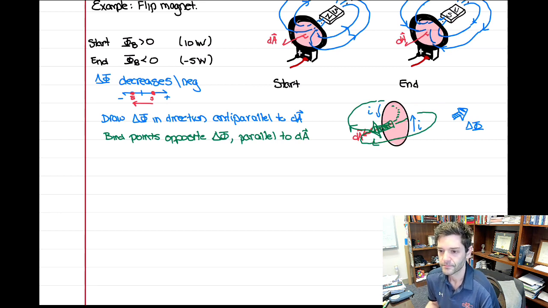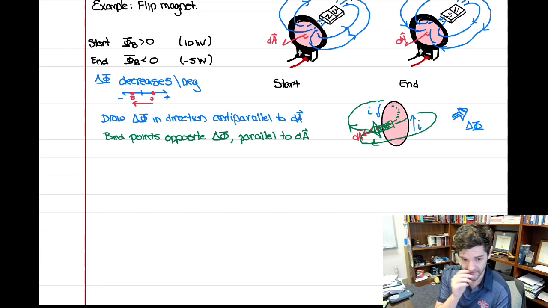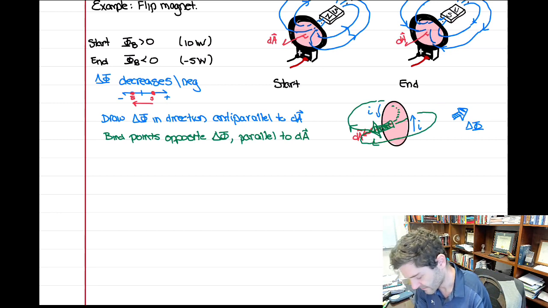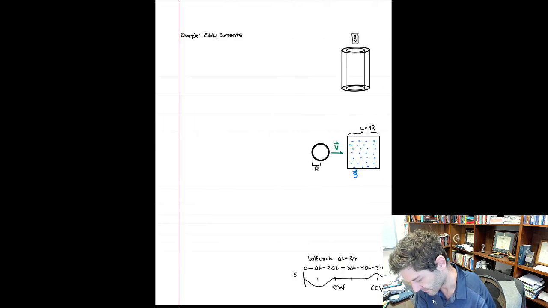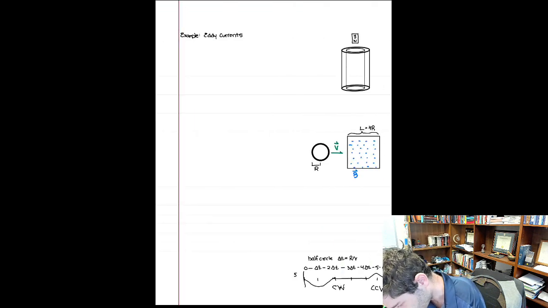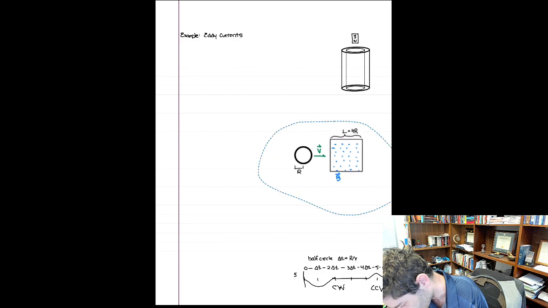Okay. So there's one idea of kind of flipping a magnet. Let's try one that's a little bit more involved, and then we'll do some quantitative ones. So let me have a new page. Oh look, and I've conveniently already put everything here.